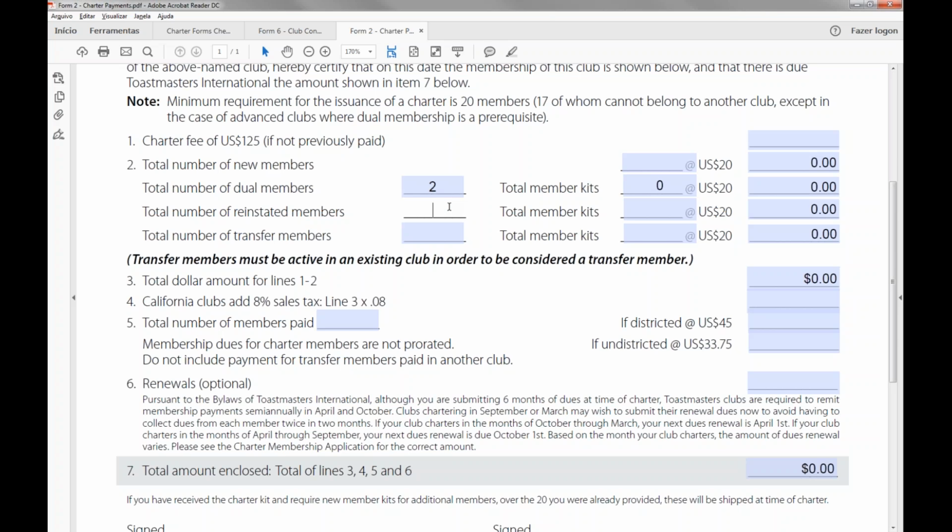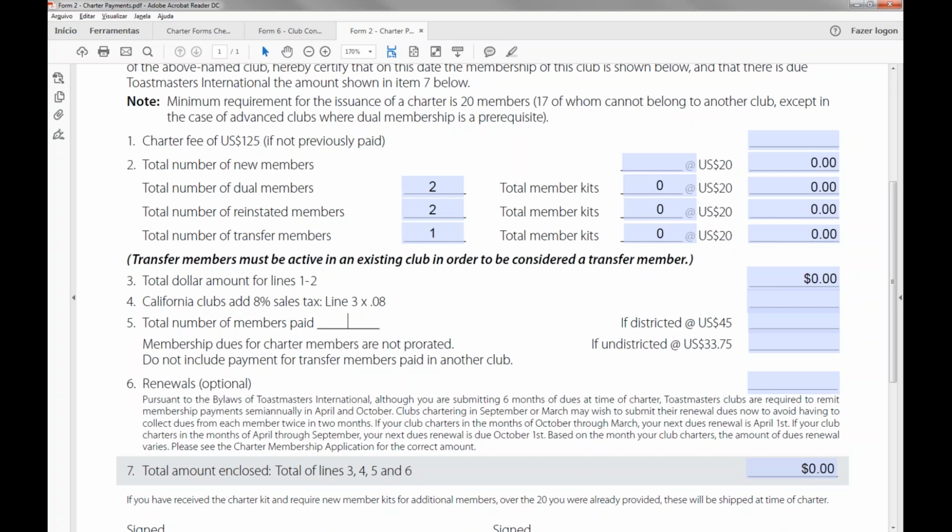If he's a reinstated member, so someone that didn't renew and is going to join again, okay, we can have 1 or 2, or let's say 2 as an example. We don't have, again, any members kit for him or her because they are already a Toastmaster, and we are not going to charge except if we decided to have a reinstatement fee. The transfer members, the same thing. We can transfer a member and we don't have the kits, so everything will be 0. So this is one of the things.